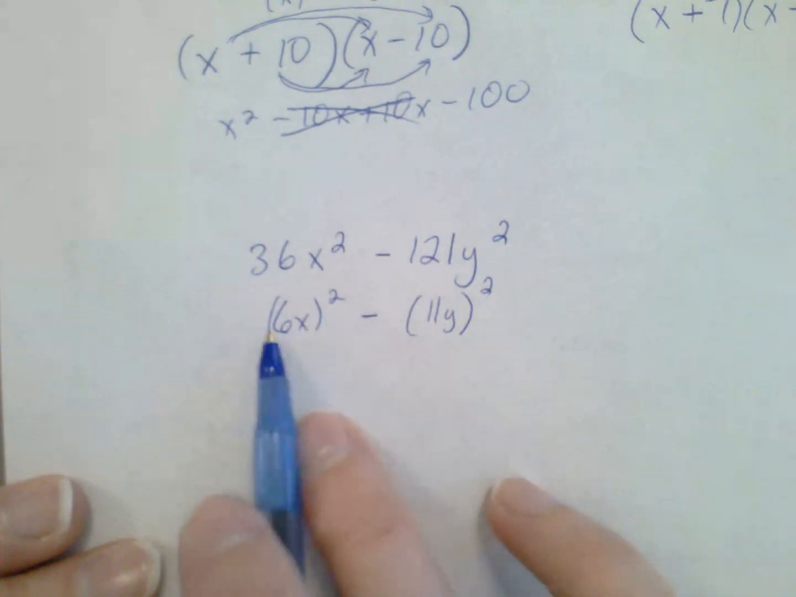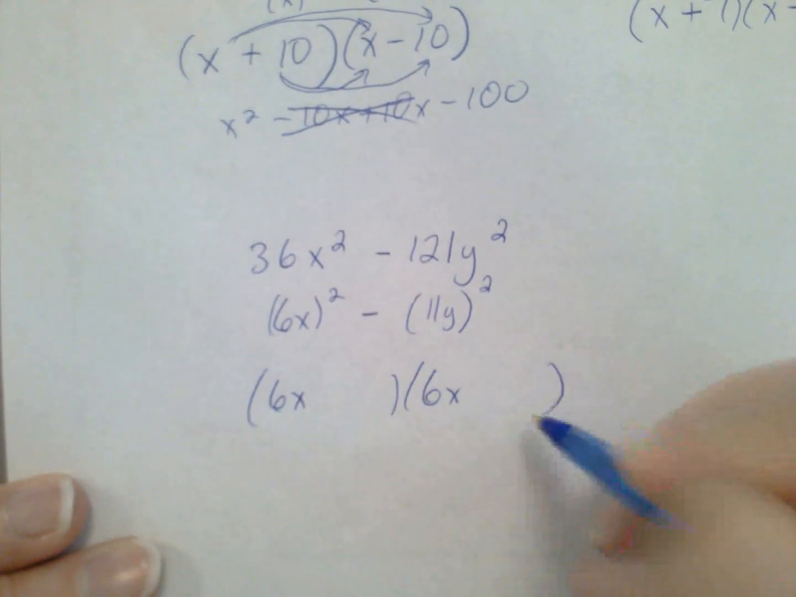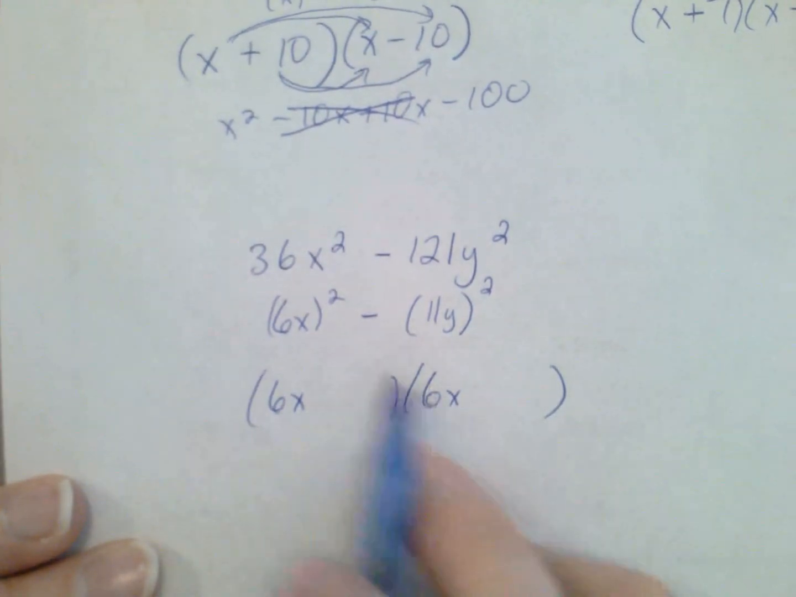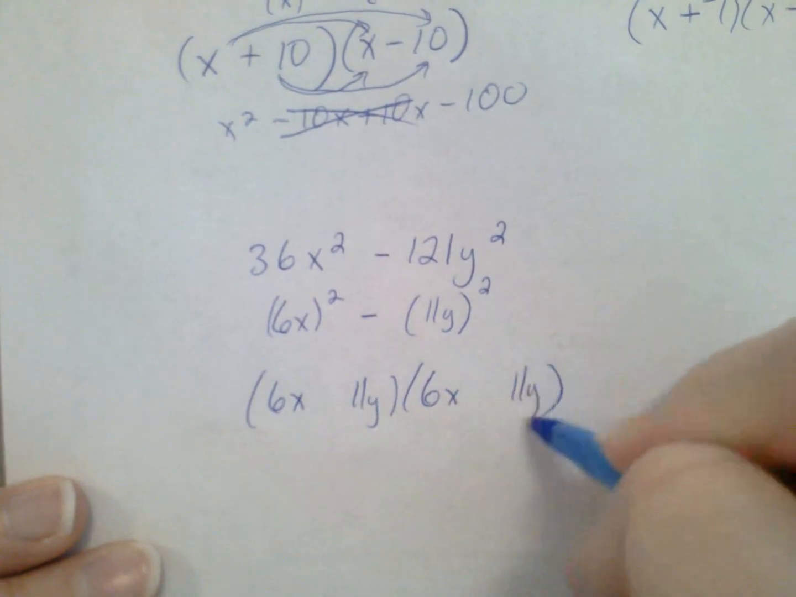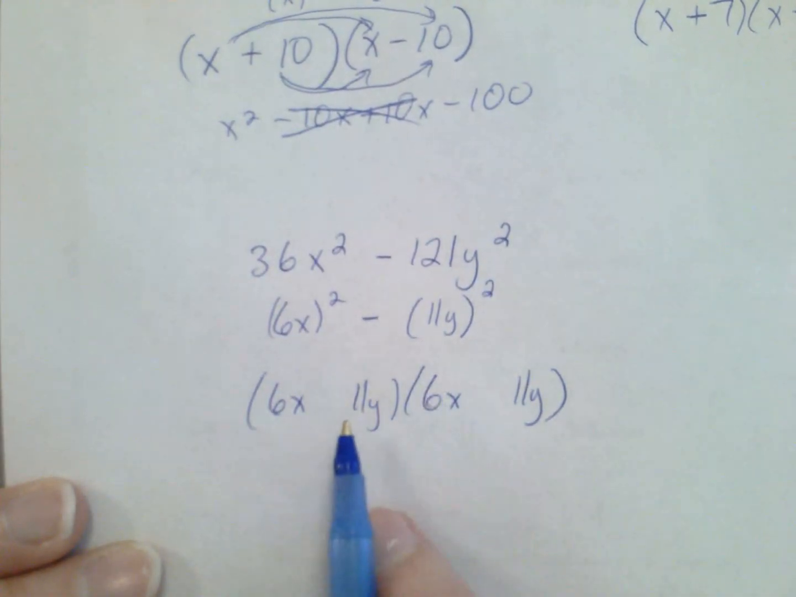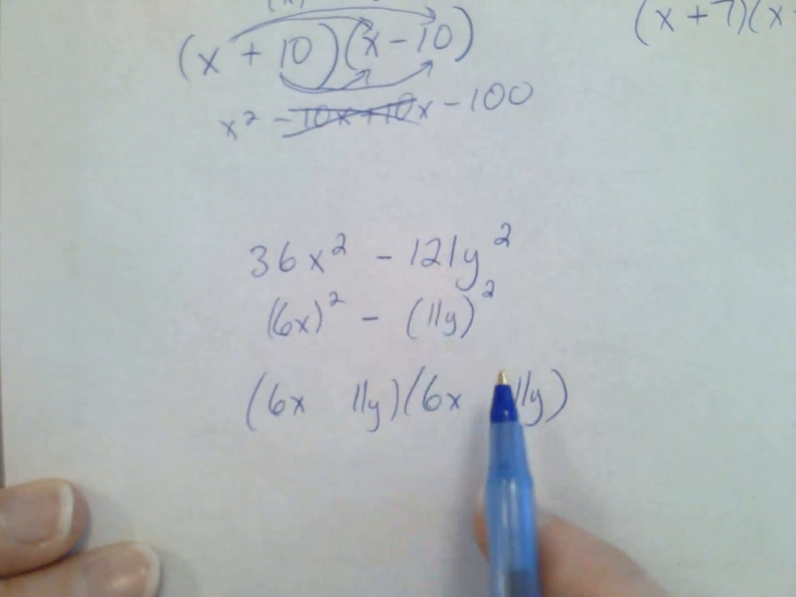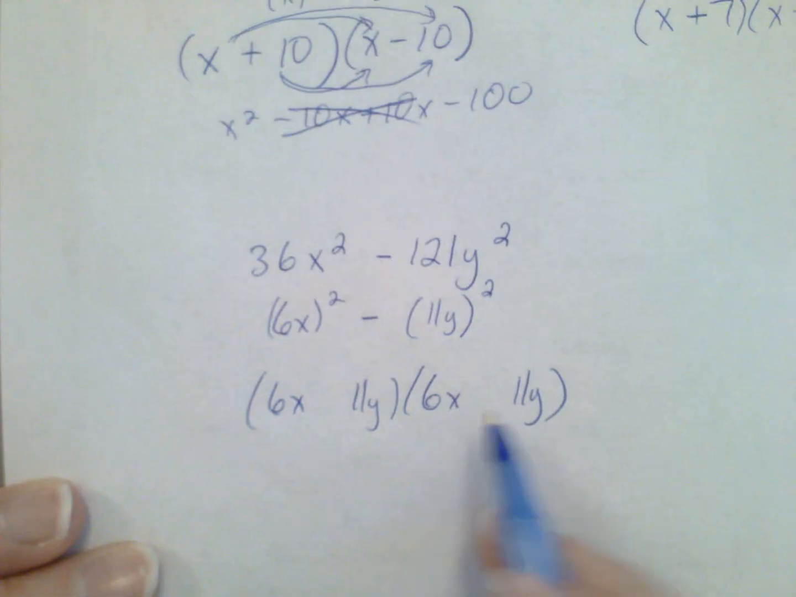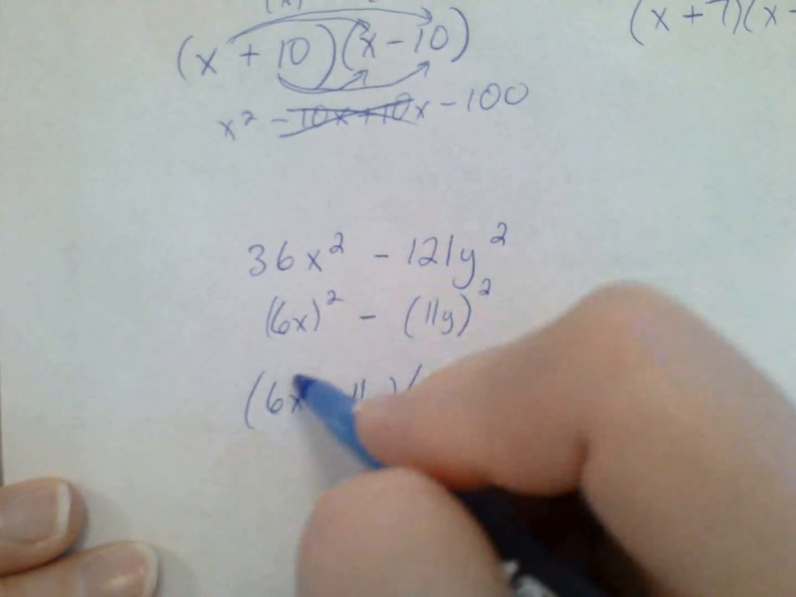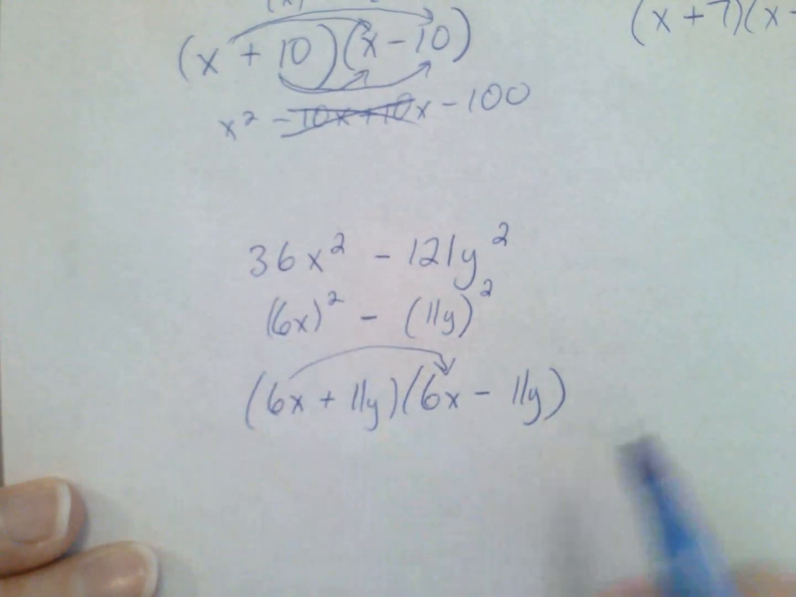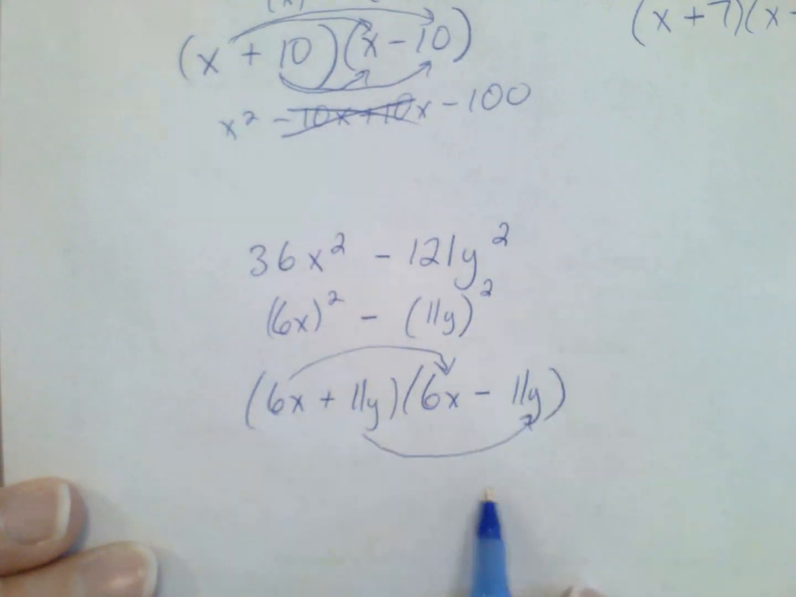So I'm going to put the 6x, there's my 6x times 6x, that'd be 36x squared. And then my 11y times 11y, if I'm doing my first and my last, 11y times 11y is 121y squared, but I want it to be negative. So I need one positive, one negative. And then, again, the first terms would give me the 36x squared. The last terms would give me my negative 121y squared.